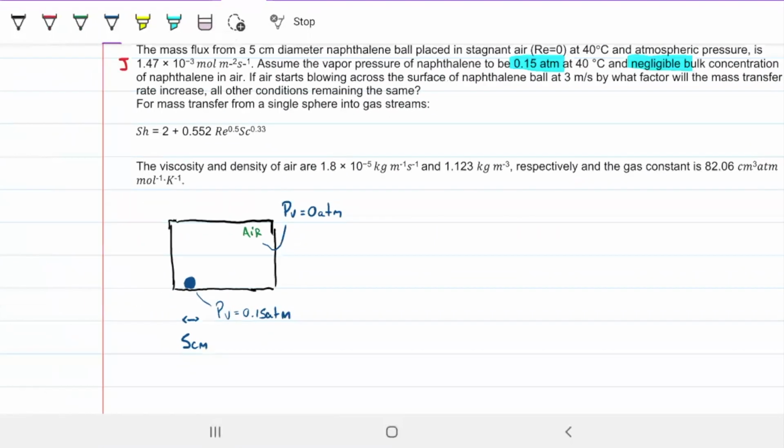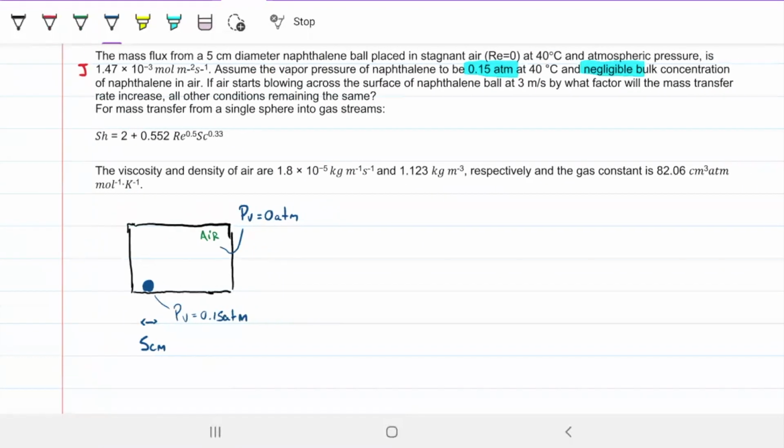Now, what else do we need to know? We haven't finished reading. If the air starts blowing across the surface of the naphthalene ball at 3 meters per second, so now we have air blowing across this at 3 meters per second, by what factor will the mass transfer rate increase, all other conditions remaining the same?